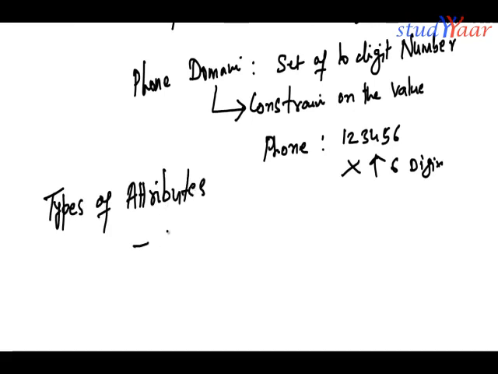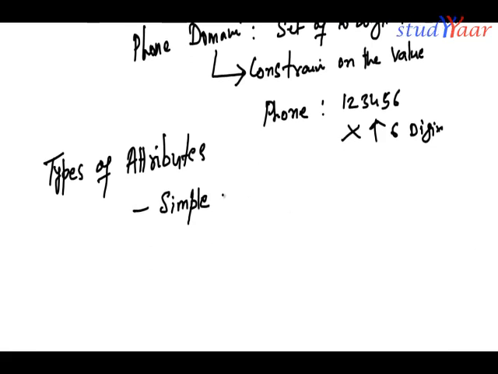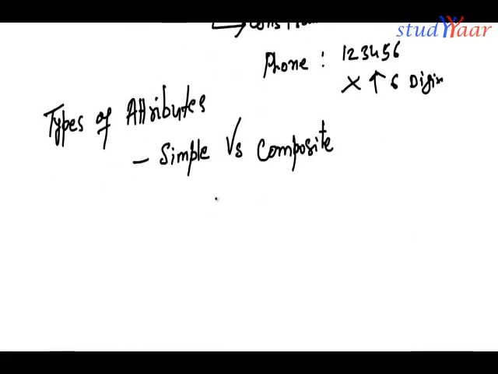First type is a simple attribute. Or we'll rather look at it in this way: it's a simple versus a composite attribute, okay? An attribute is either composite or simple, okay? An attribute is composite when it in itself can be divided into other attributes.